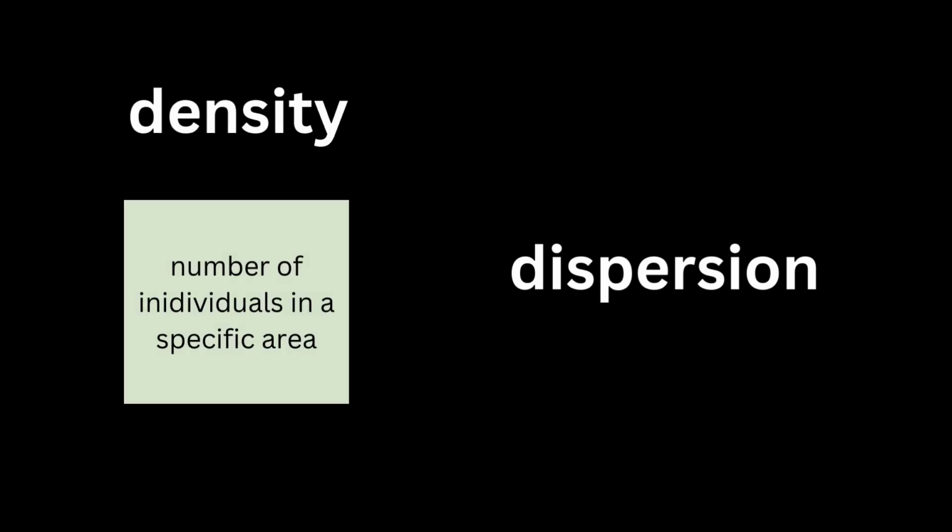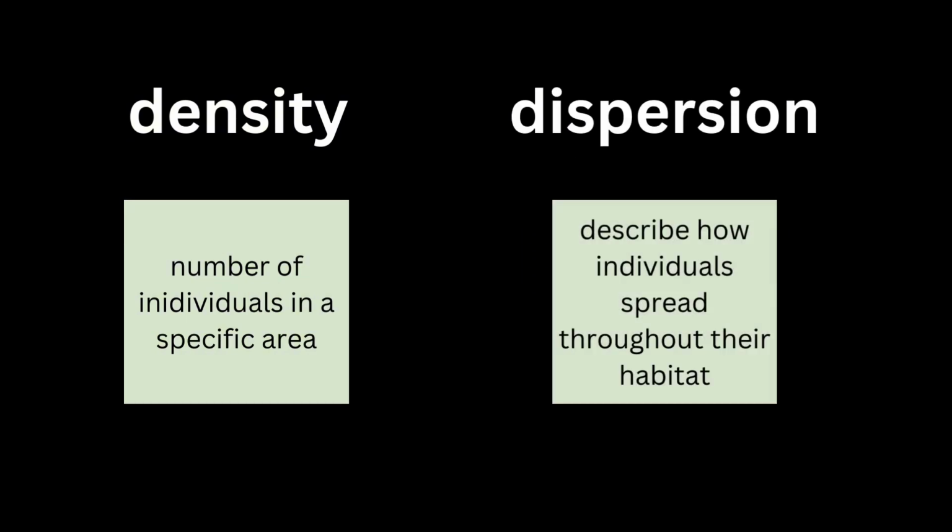Today we will start off with distributing populations. Populations can be described by their density and dispersion. A population is a group of individuals from the same species living in the same general area. A population's density refers to the number of individuals within a specific area. A population can also show different types of dispersion, which describes how individuals are spread throughout their habitat.